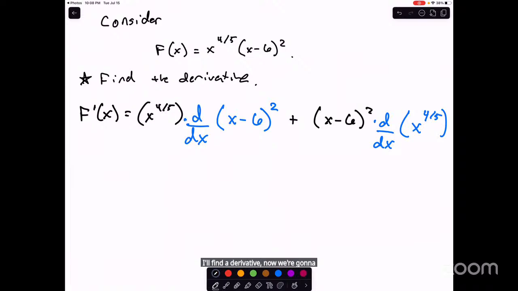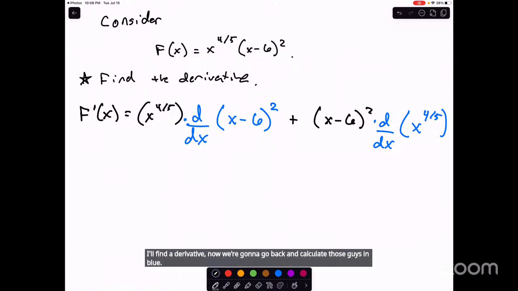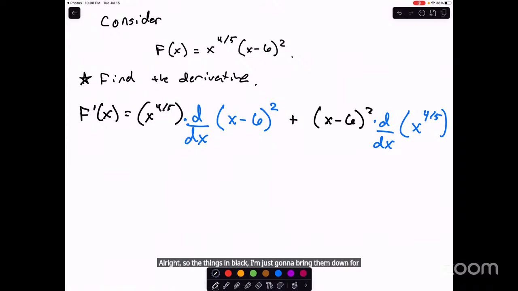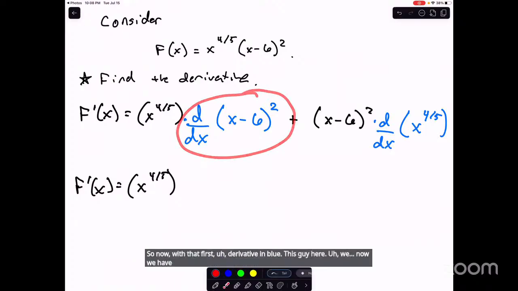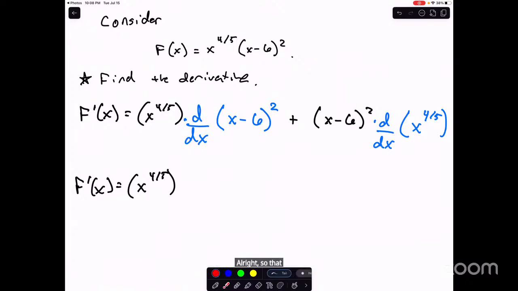Now we're going to go back and calculate those guys in blue. The things in black, I'm just going to bring them down for now. So then f prime, x to the power of 4 over 5. Now with that first derivative in blue, we have to apply what's called the chain rule. That's the second technique. That's why I said it was loaded. The chain rule is similar to the power rule. It's the derivative of the outside function times the derivative of the inside function.